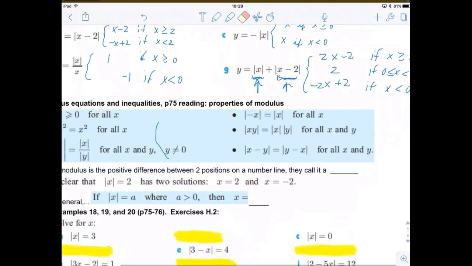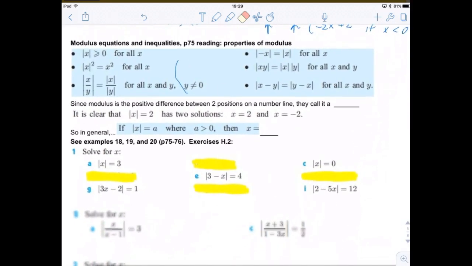Okay, moving on. Modulus equations and inequalities. So these are properties of the modulus function. Maybe some will be obvious, but we'll go through them. The modulus of x is greater than or equal to 0 for all x. Okay, that's pretty obvious.